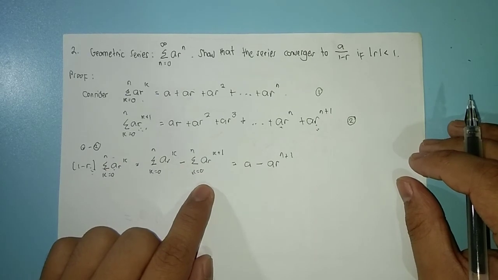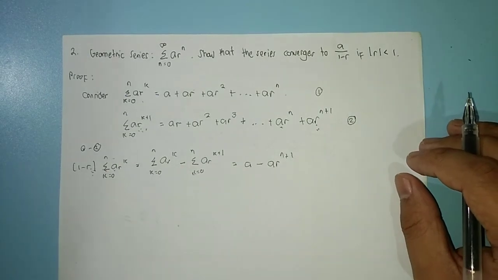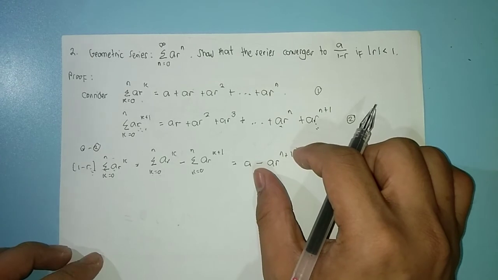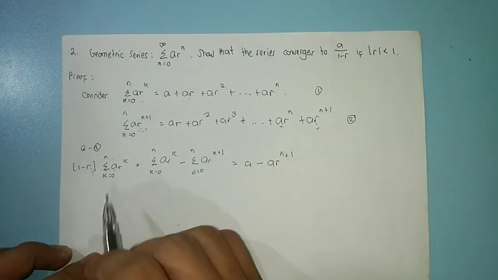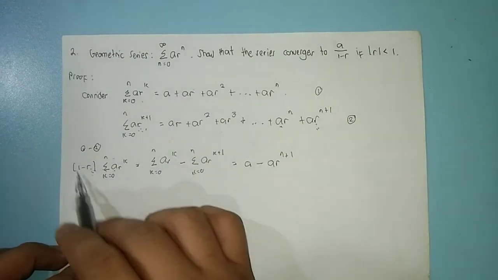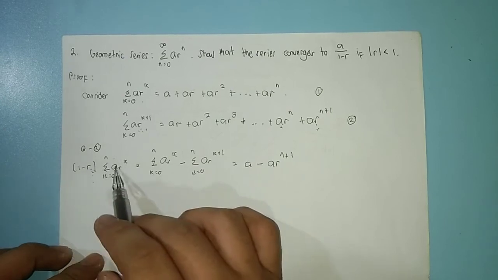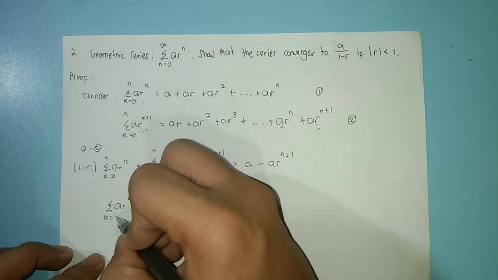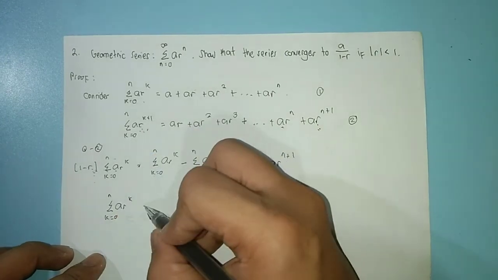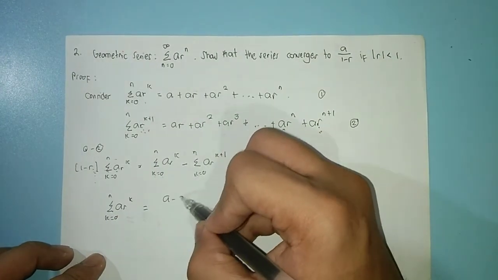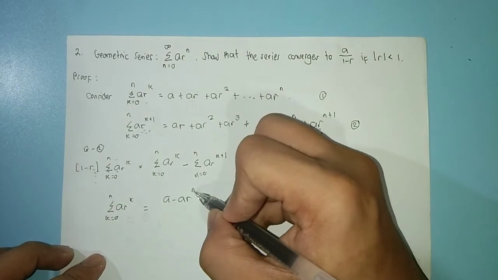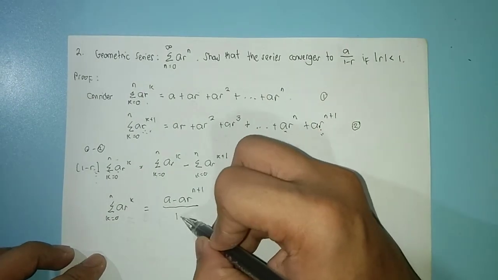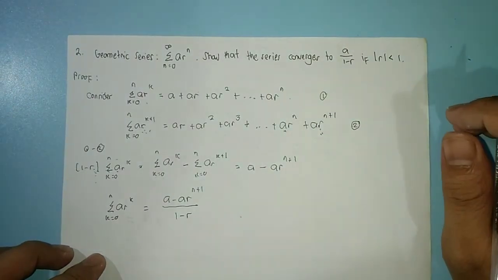Okay? Now, from here, we can divide both sides by 1 minus r. So what remains is the summation of ar raised to k, k equals 0 to n, equals a minus ar raised to n plus 1 over 1 minus r.